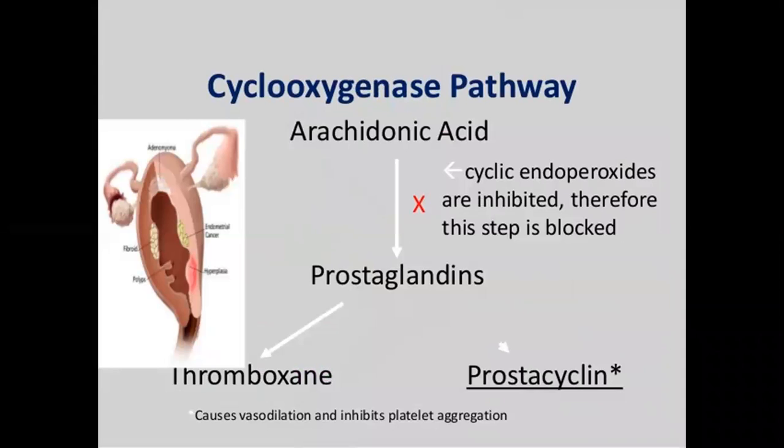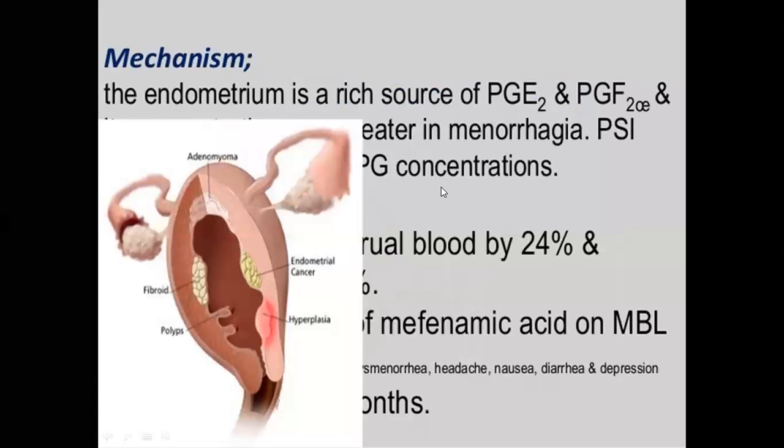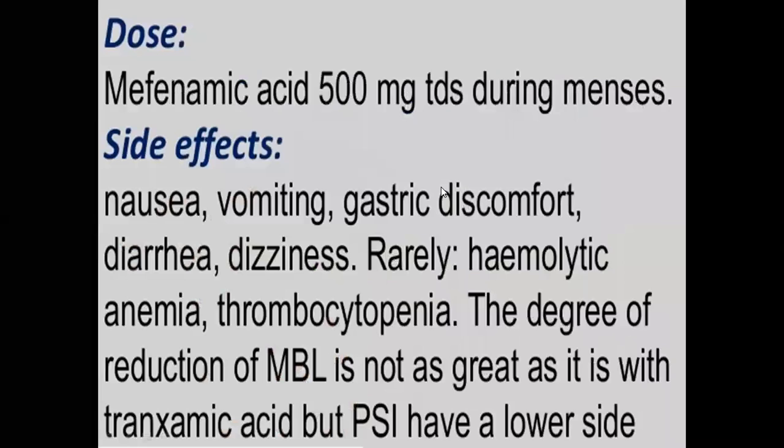So in the cyclooxygenase pathway, arachidonic acid will be converted into prostaglandins. These thromboxane A2 and prostacyclins are vasodilators. So cyclooxygenase synthetase, this step is blocked. So there is decrease in the synthesis of prostaglandins. Dose is 500 milligram tablets 3 times a day. During period she has to take.